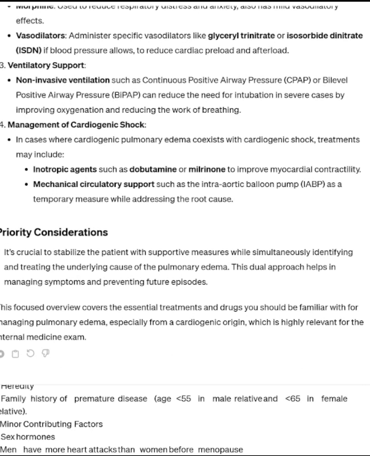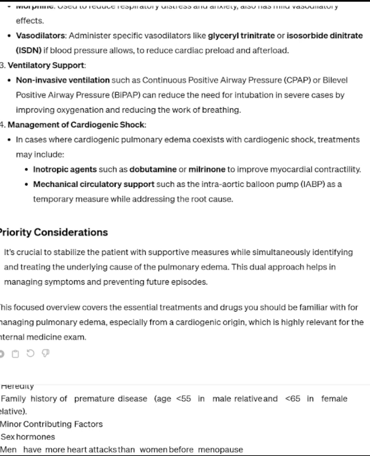Morphine, used to reduce respiratory distress and anxiety, also has mild vasodilatory effects. Vasodilators. Administer specific vasodilators like glycerol trinitrate or isosorbide dinitrate, ISDN, if blood pressure allows, to reduce cardiac preload and afterload. 3. Ventilatory support. Non-invasive ventilation such as continuous positive airway pressure, CPAP, or bilevel positive airway pressure, BiPAP, can reduce the need for intubation in severe cases by improving oxygenation and reducing the work of breathing.